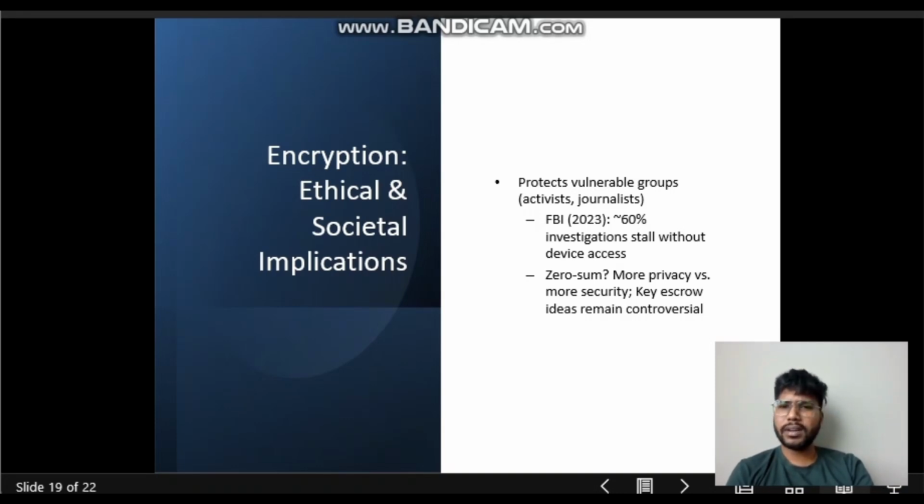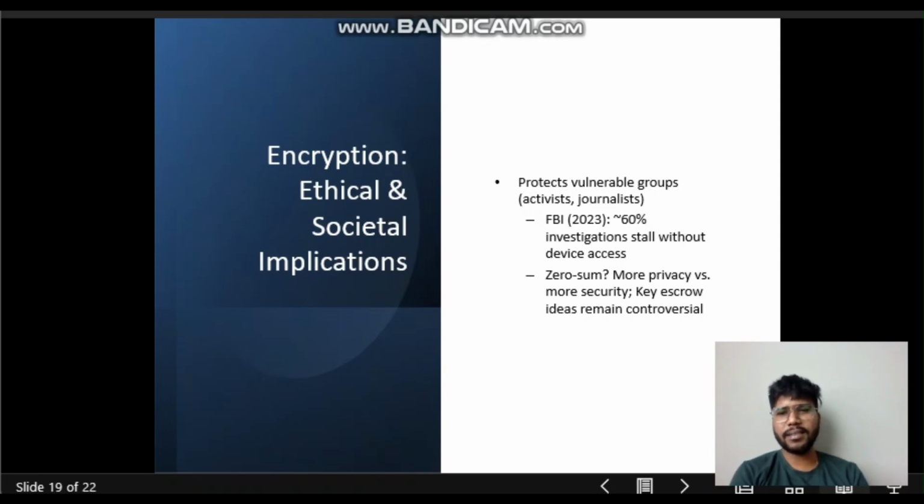As I remember, Bruce Schneier and colleagues argue that encryption is akin to a human right in the digital era. On the other hand, law enforcement argues that strong encryption can shelter criminals, making it harder to gather evidence of serious crimes like terrorism or child exploitation. So that was all for the ethics in encryption. Let me talk about the societal implications.